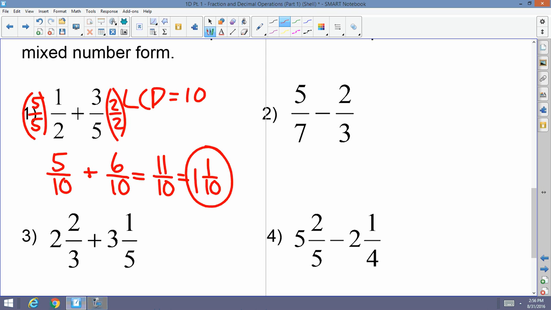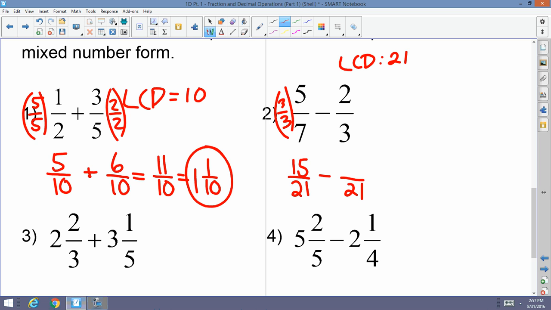Number 2, 5/7 minus 2/3. I know that my LCD here is going to be 21. So I got to change that 7 to a 21 and that 3 to a 21, and I know I'm subtracting them. So what do I multiply to 7 to get to 21? I multiply 3. I have to multiply 3 to the numerator and the denominator then.